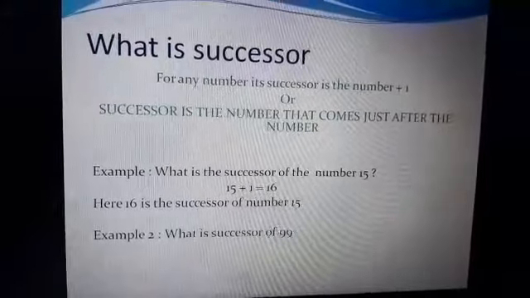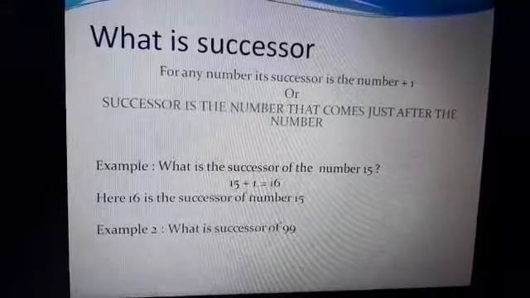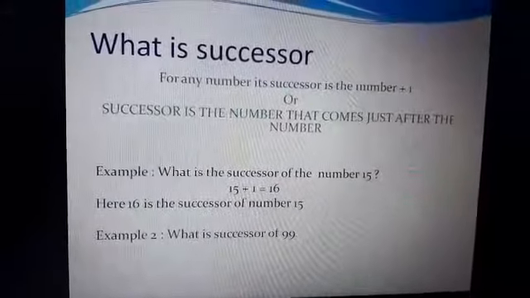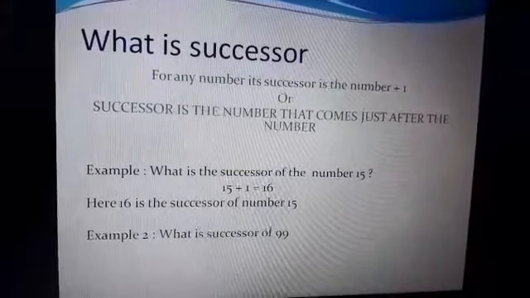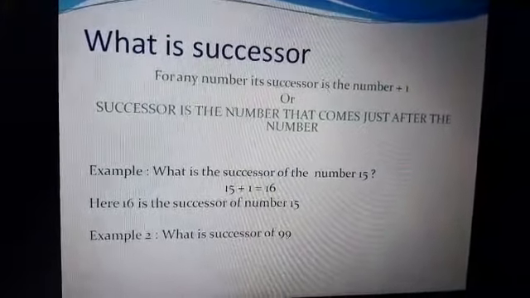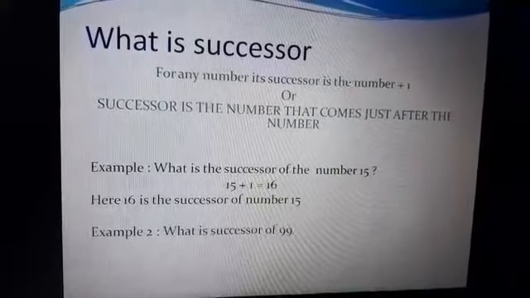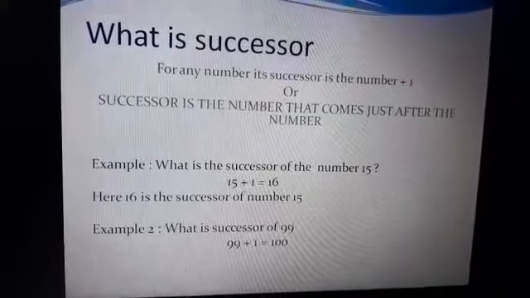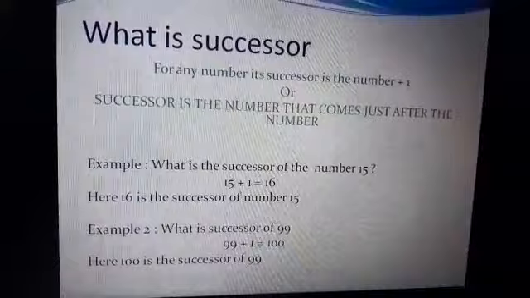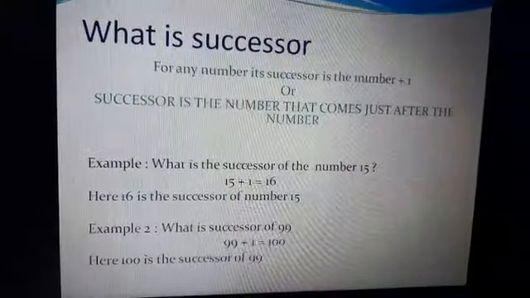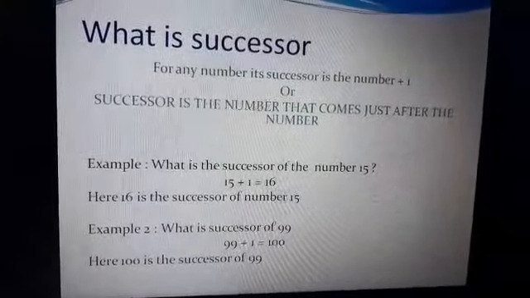I'm going to take the second example now. Here we have to find the successor of 99. Successor means number plus 1, or we can say the number which comes immediately after 99. Which is that number? It's 99 plus 1 gives you 100. So can we say that 100 is the successor of 99? Yes.